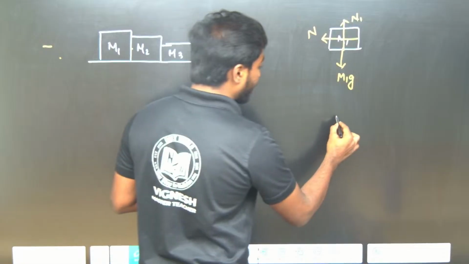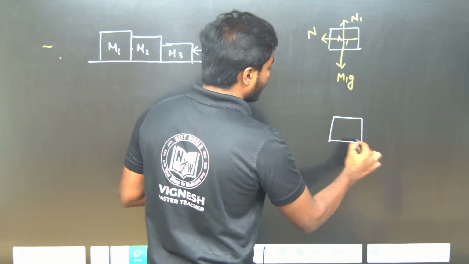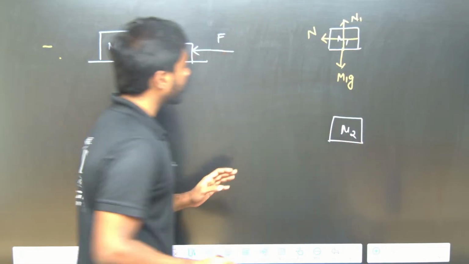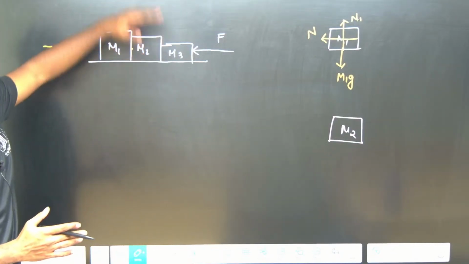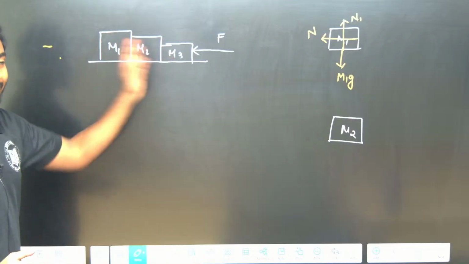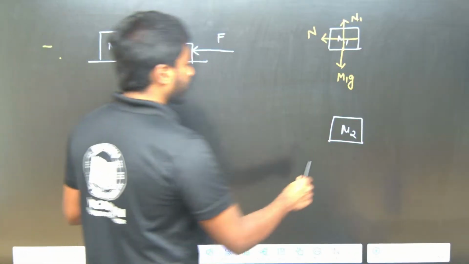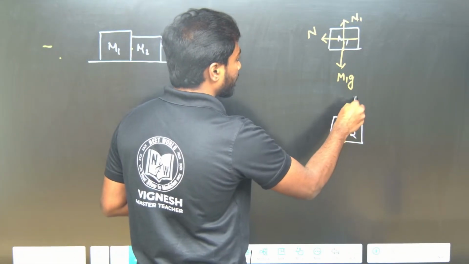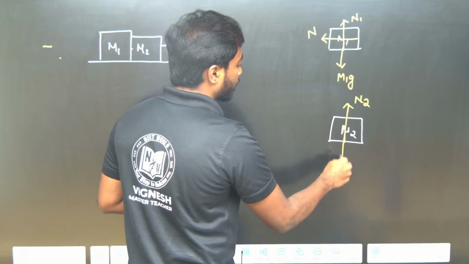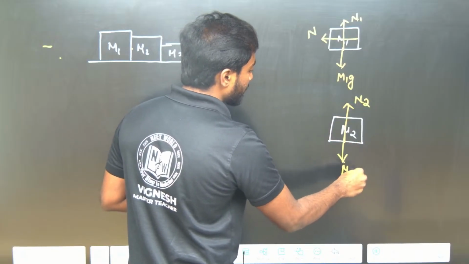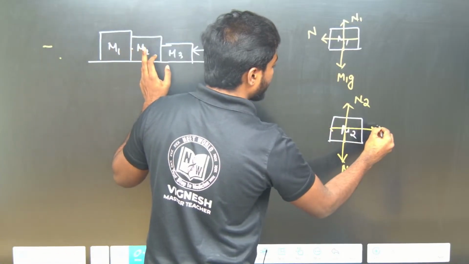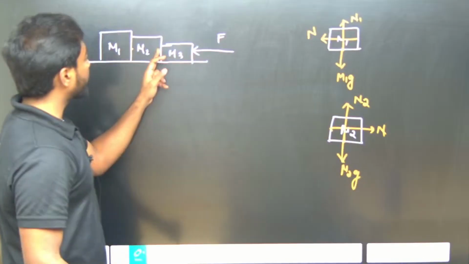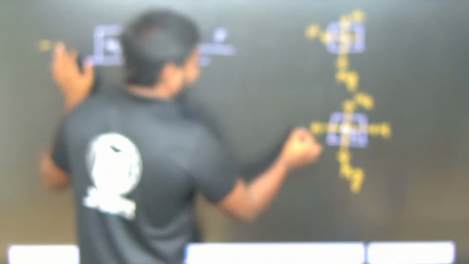When I talk about m2, how many contact surfaces are there? I can freely say that no need to worry about the y, I need to worry about the x. So let me write that also. These are the forces N2 and m2g. Due to m1, the normal force will be in this direction, N. Due to m3, the normal force will be in this direction, that is N dash.